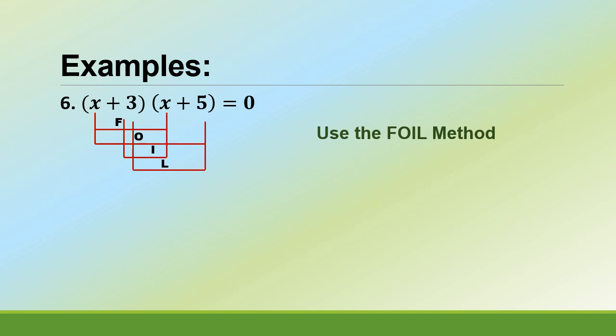So, multiplying it, so we have here X times X magiging X squared. Outer term, X times 5 magiging positive 5x.